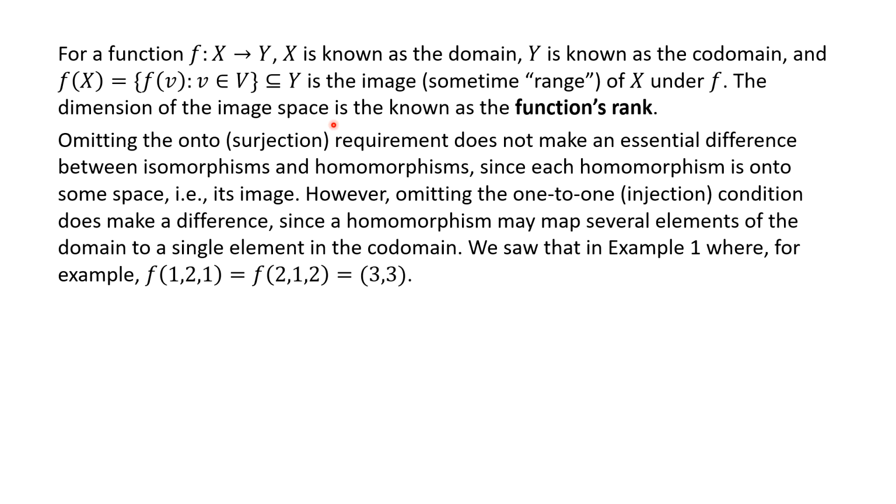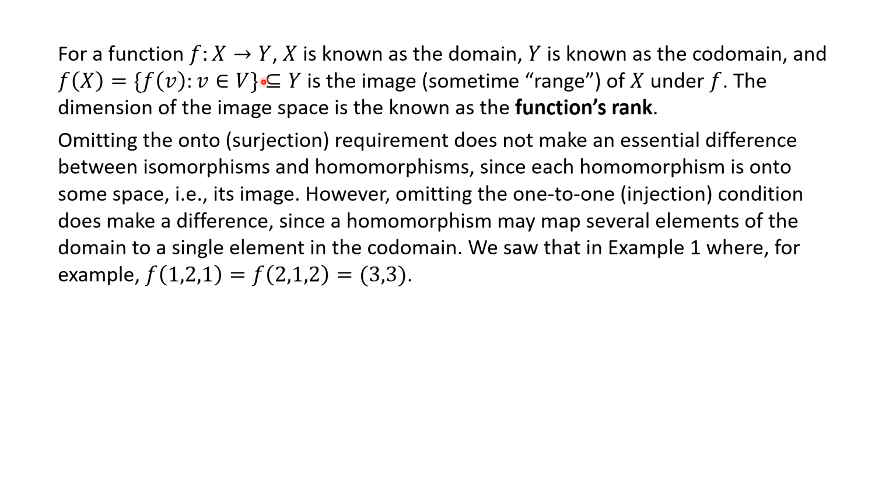I have some additional notation on this slide here. I mentioned some of this before, but I didn't formally write it down. So let me do that here. For a function f from X to Y, so X and Y are just sets. They don't even need to be vector spaces. X is known as the domain, and Y is known as the codomain. I think I've used that term codomain and domain before.